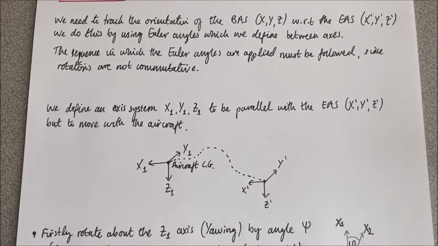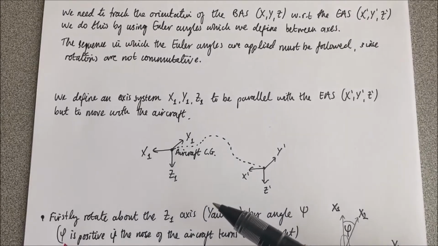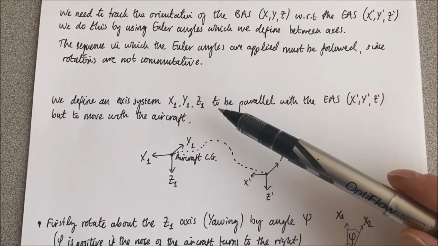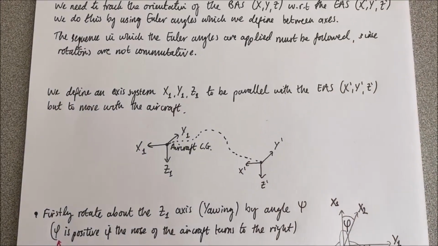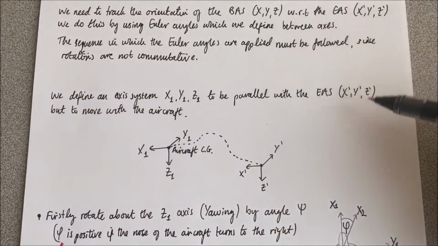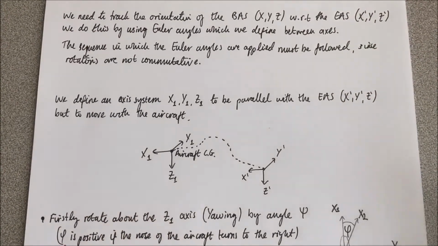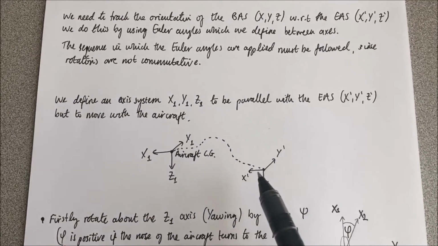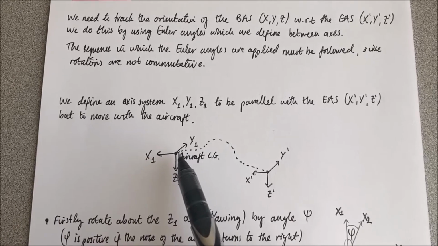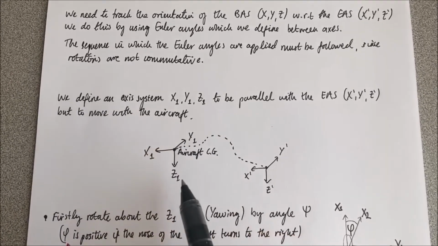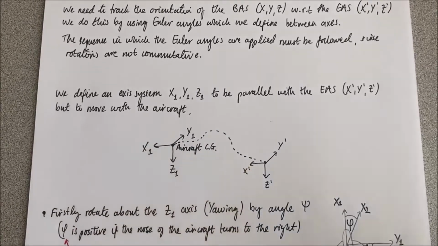So what we do is define an intermediate axis system, which we call x1, y1, z1, and that's going to be parallel with the Earth axis system, x dash, y dash, z dash, but it moves as the aircraft moves, right? So we track the origin of the new axis system x1, y1, z1 as it moves with the aircraft, and we track that with reference to the Earth axis system.